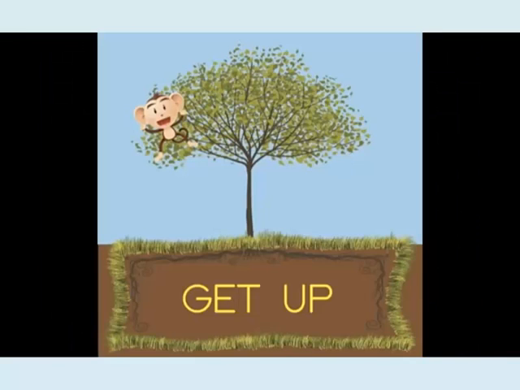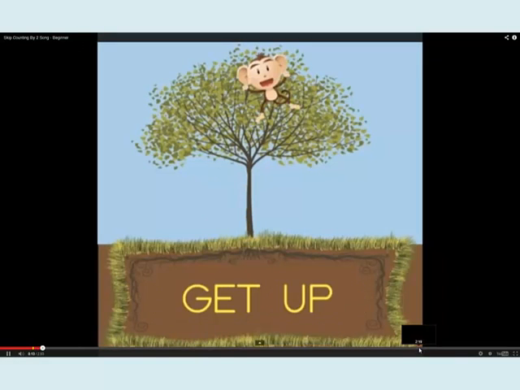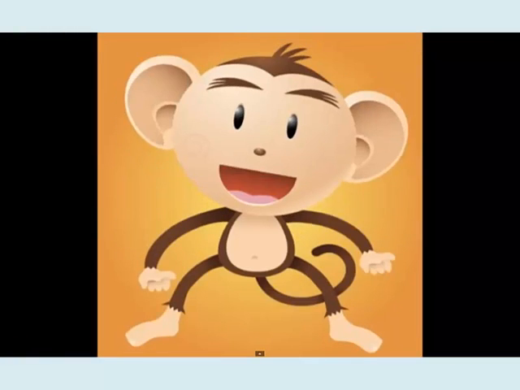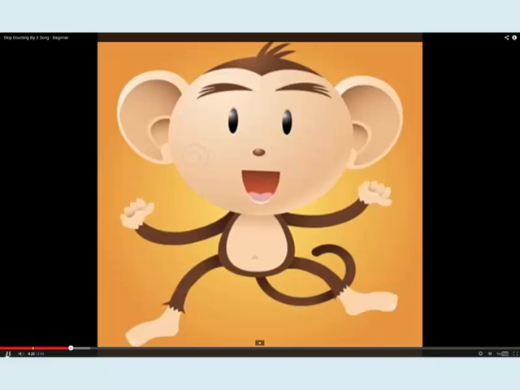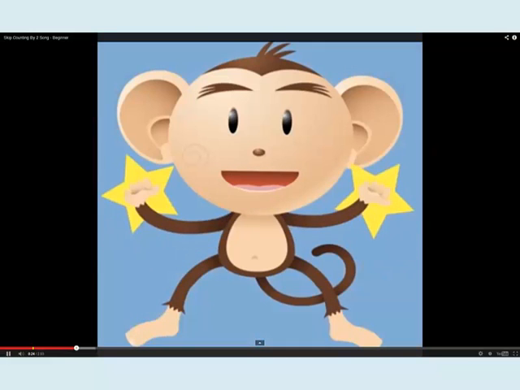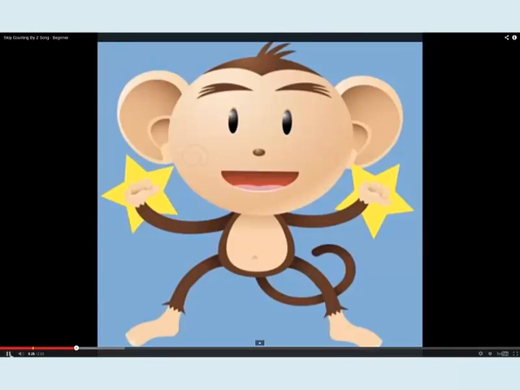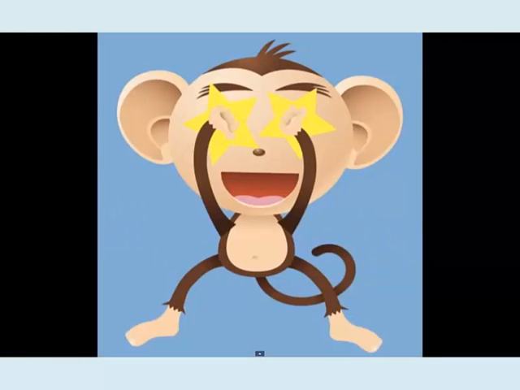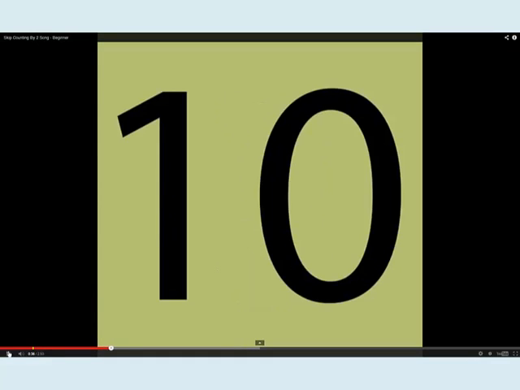Get up, get down, get up, get down. We're gonna count by 2's, me and you. All the numbers will be even, that is just what we do. We're gonna take both hands, we're gonna take both feet. We're gonna clap our hands and stomp our feet to the beat. 2, 4, 6, 8, 10.